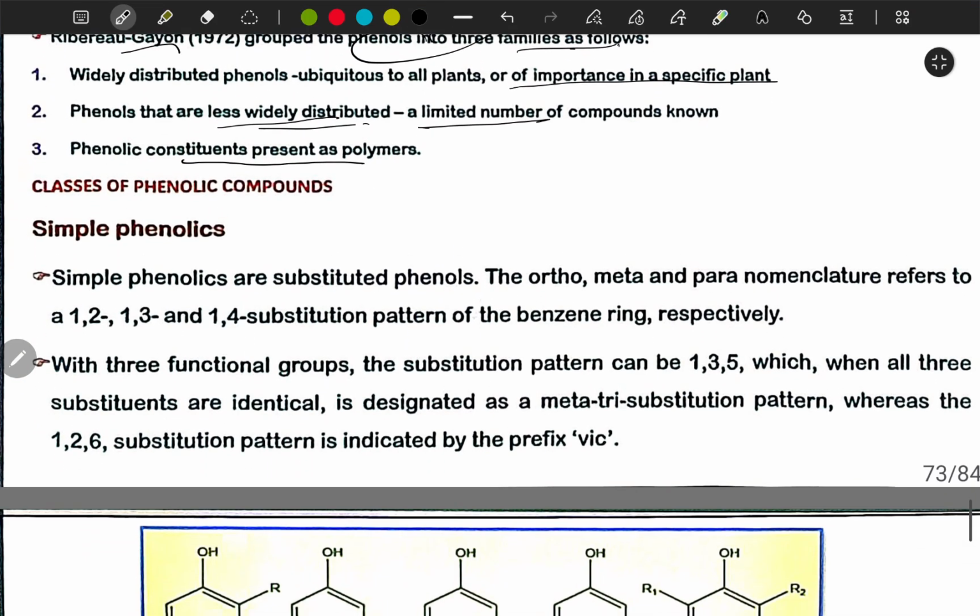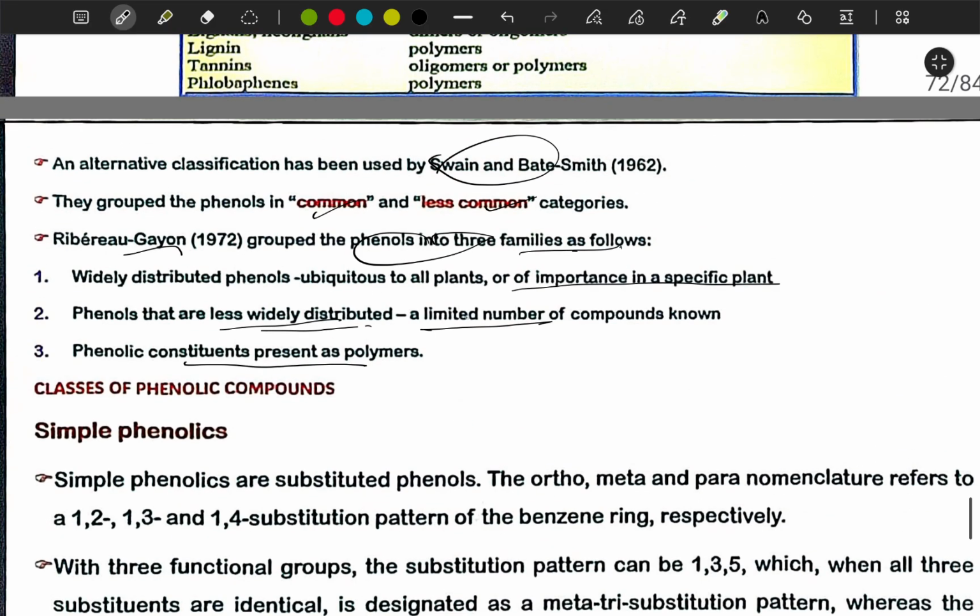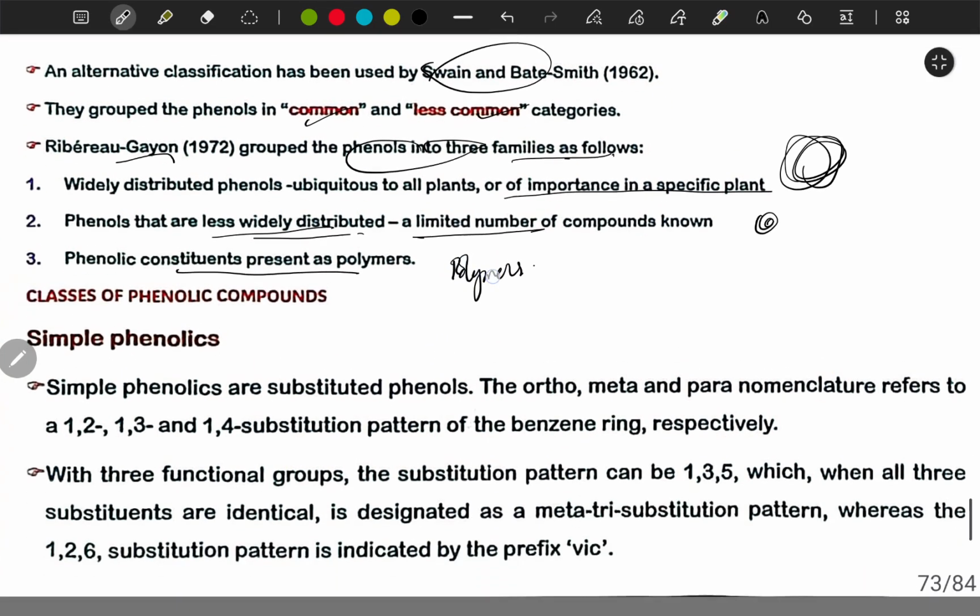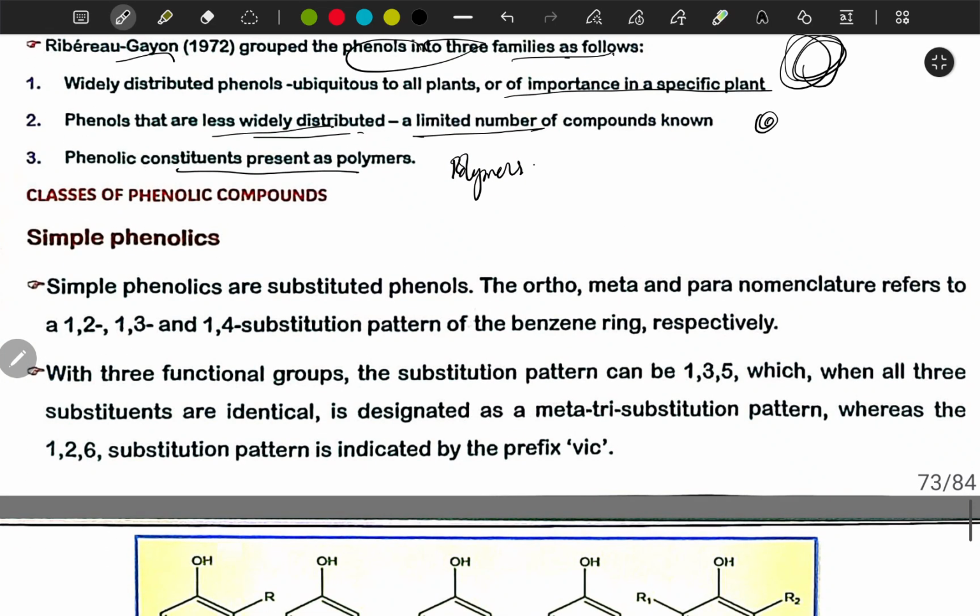So first, simple phenolics. Widely distributed phenols, ubiquitous to all plants, of importance to a specific plant; less widely distributed; and those distributed as polymers. Polymers.